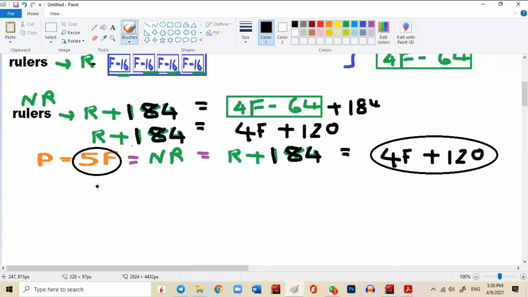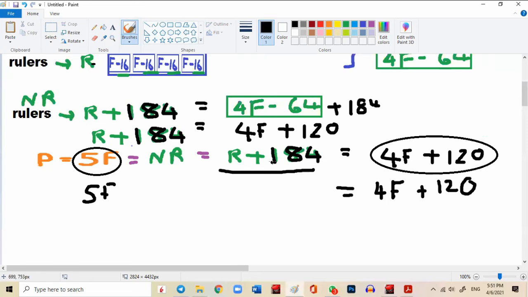So what can I write? I just write 5F is equal to the new pens, which is equal to the new rulers, which is equal to 4F plus 120. Understand, people? Why don't I talk about pen or ruler? Because he wants files. Since the pen is equal to 5F, the new ruler is equal to 4F plus 120. I just say pen 5F equals 4F plus 120.